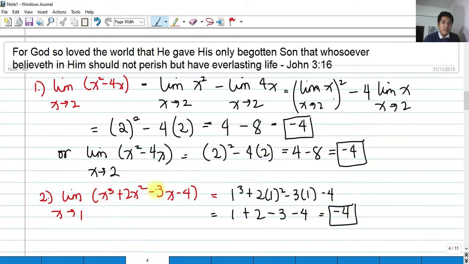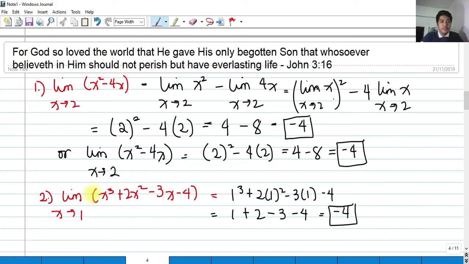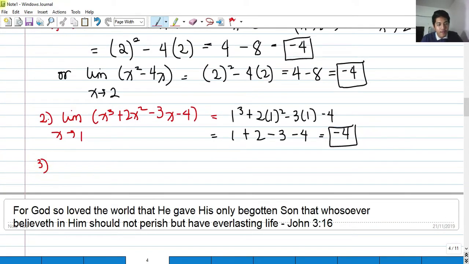If you do the addition and subtraction properties such that you distribute the limit on each term, you will still get the same answer. So let's try again for number 3. For number 3, we have to evaluate the limit of (3x minus 1) squared over (x plus 3) cubed as x approaches 1.